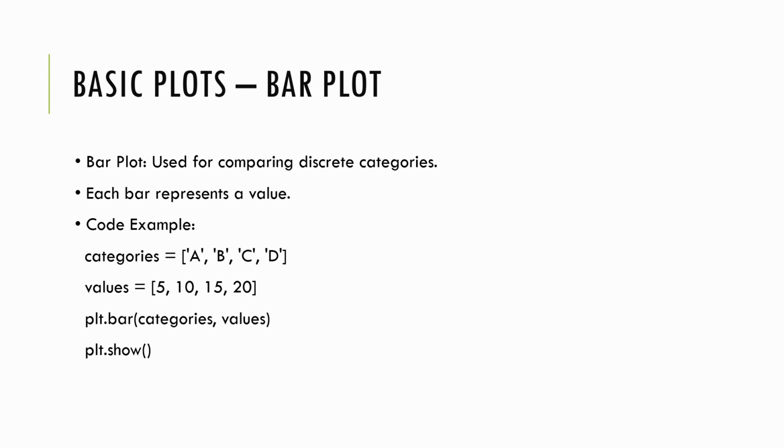Next, we move on to bar plots. Bar plots are excellent for comparing discrete categories. Each bar represents a different category or value. In the code example here, we are comparing the sales of four categories, represented as bars.